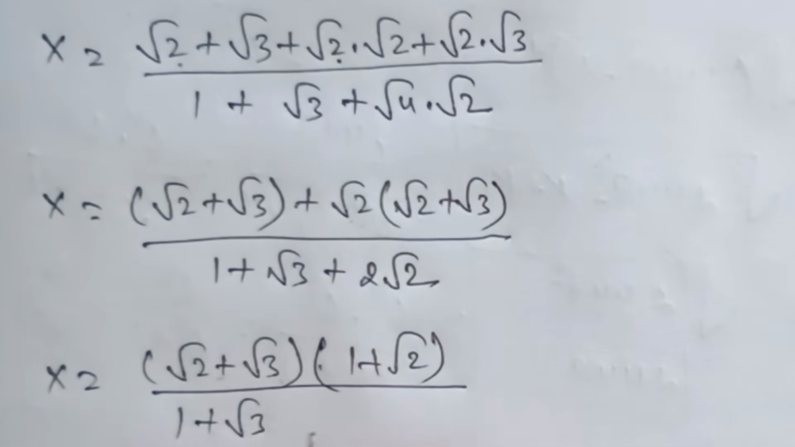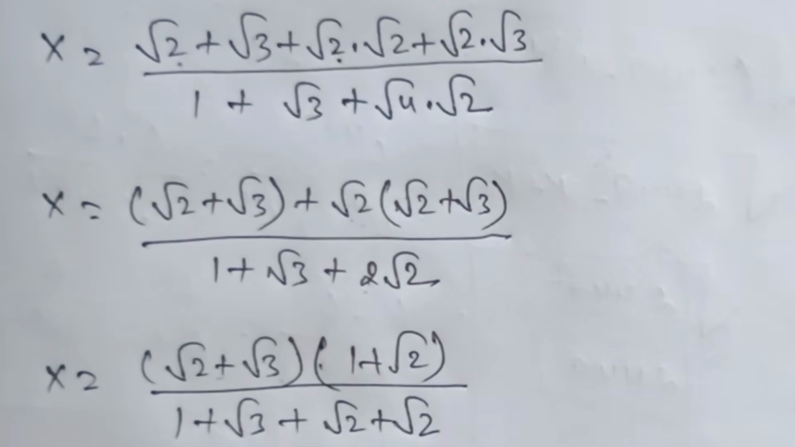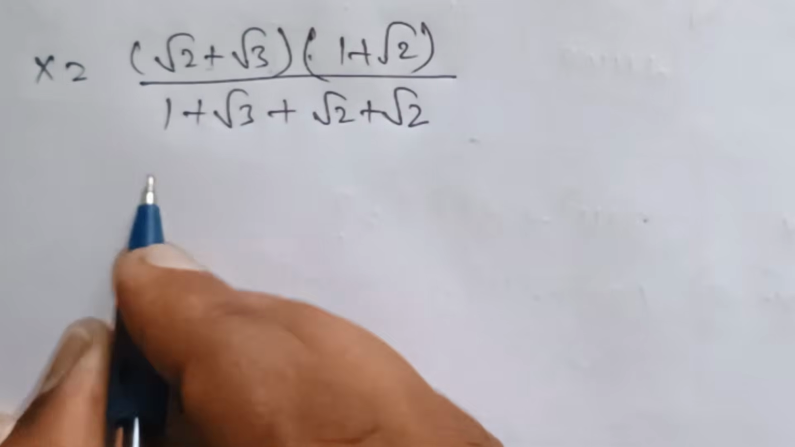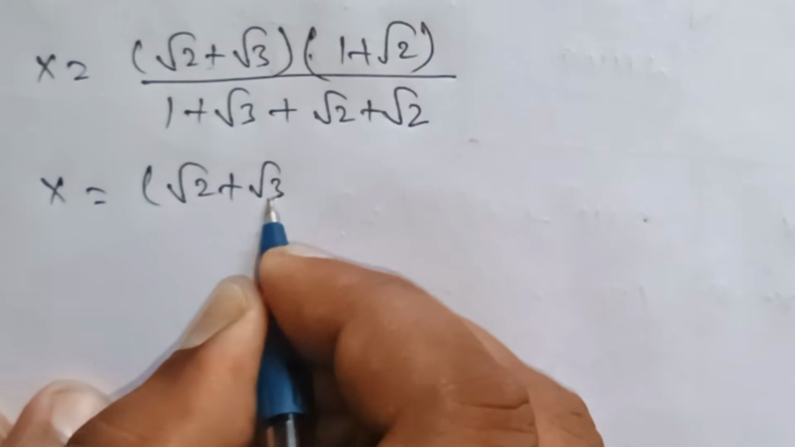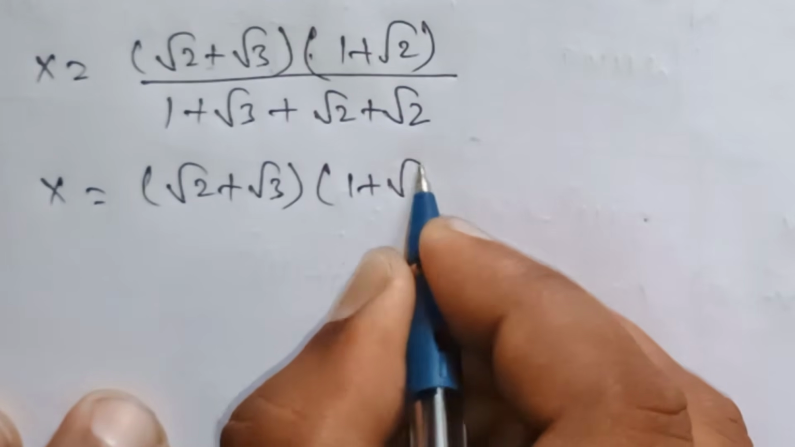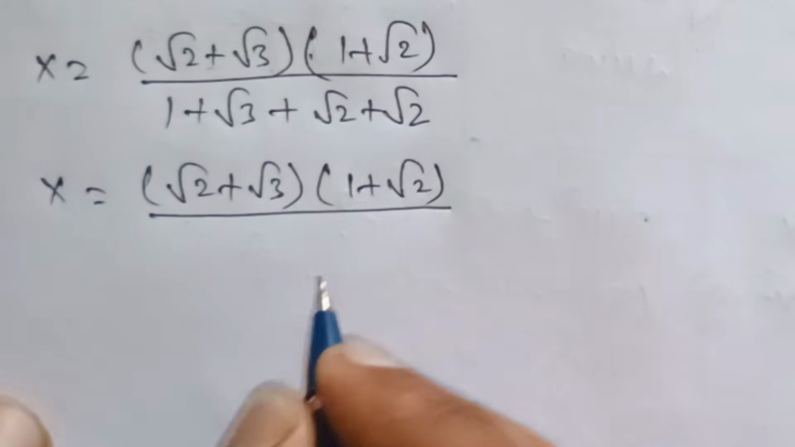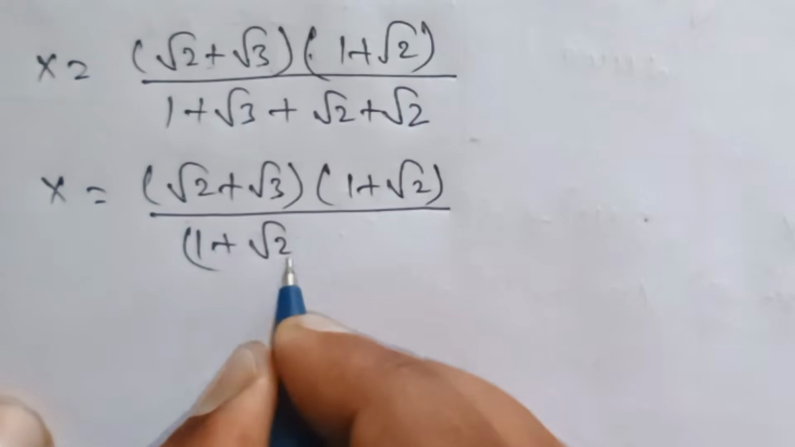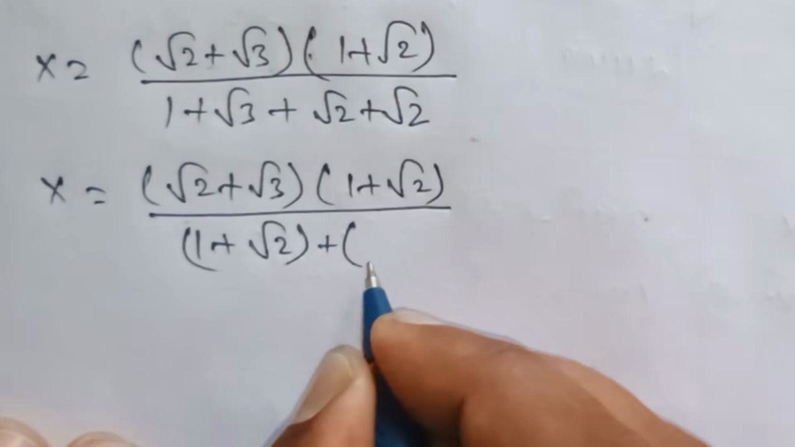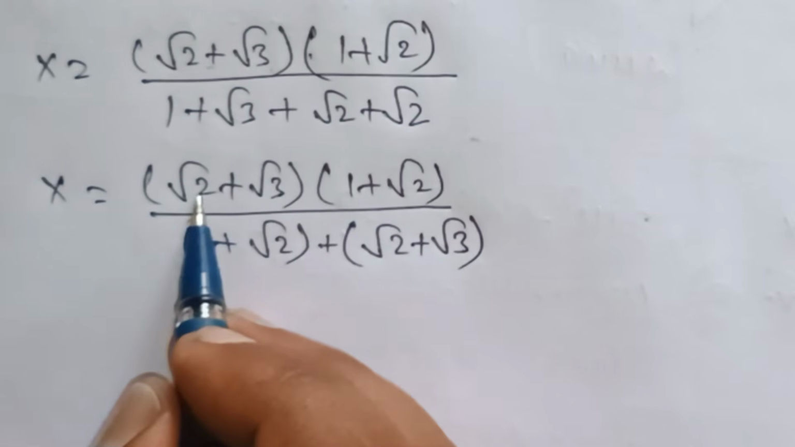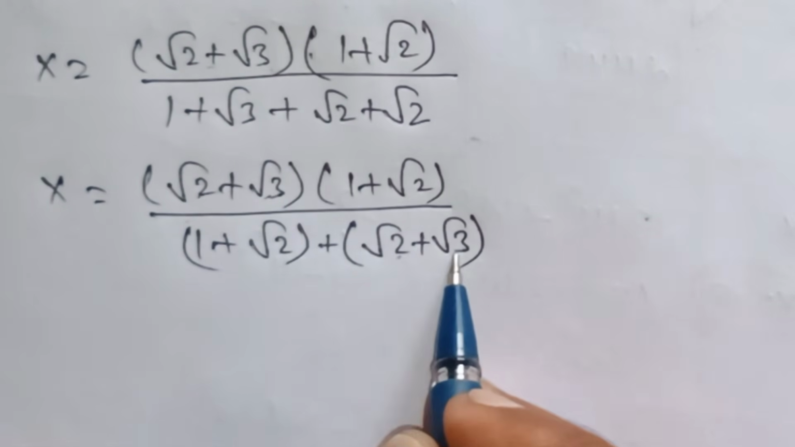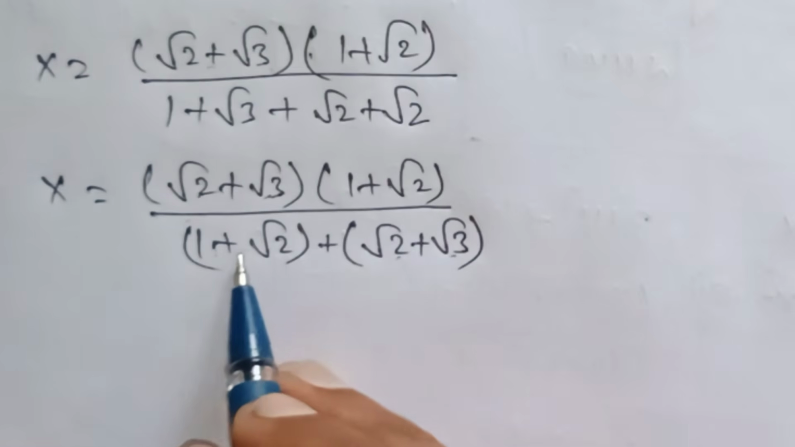1 plus root 3 plus this 2 root 2, which will be written as root 2 plus root 2, that is 2 root 2. So here x is equal to bracket open root 2 plus root 3 into 1 plus root 2, divided by 1 plus root 2 plus bracket open root 2 plus root 3. After that, see here: root 2 plus root 3, root 2 plus root 3, 1 plus root 2.